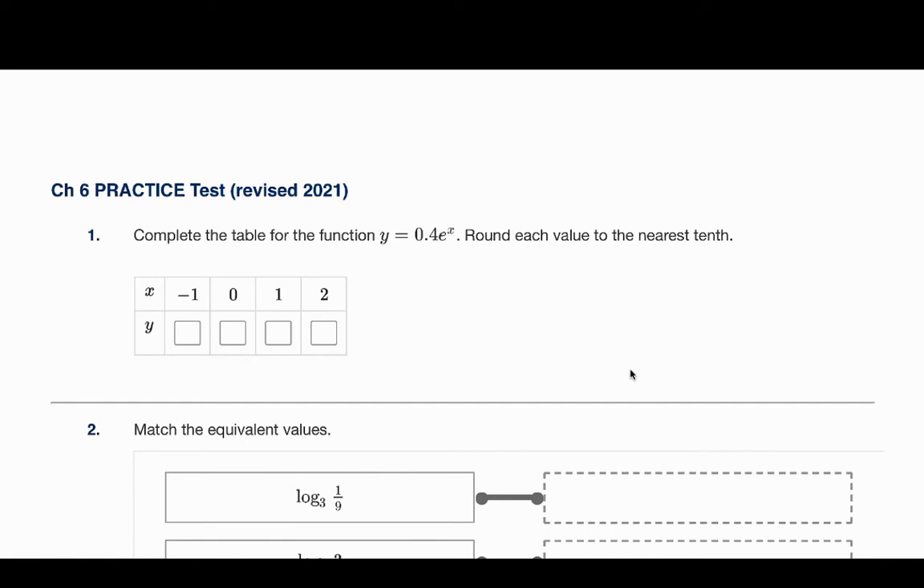So again, on this one here, you would put 0.1. This one was 0.4. This one here I just told you was 1.1. And this one here was 3.0. Okay. Remember, read the directions carefully when it tells you what to round it to.